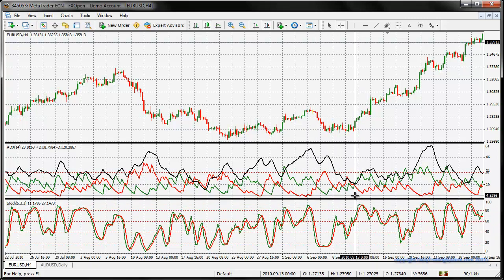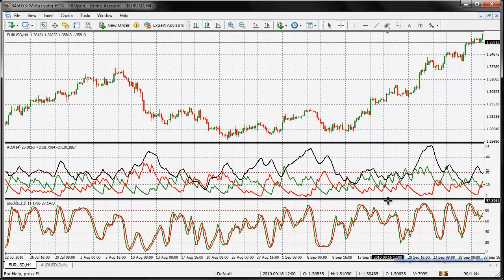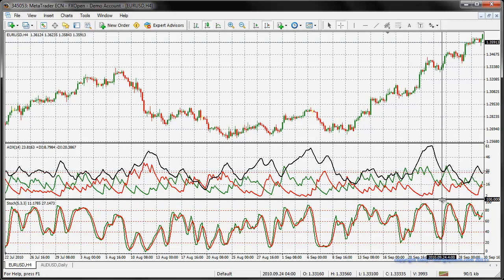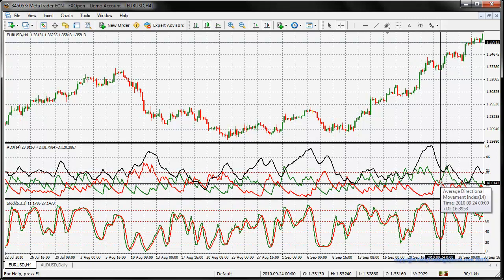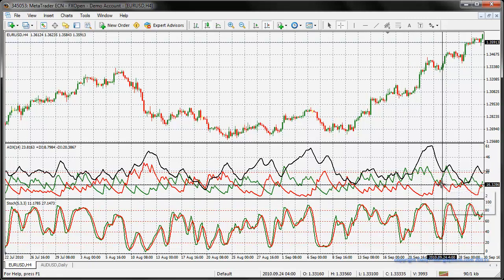Okay, and then let's take a look, see if we've got any more buy opportunities. Here's a buy opportunity right here when the ADX line has crossed over the negative directional index line. The ADX line is above 30, so that's good. Plus we're in buying territory on that Stochastic as well.